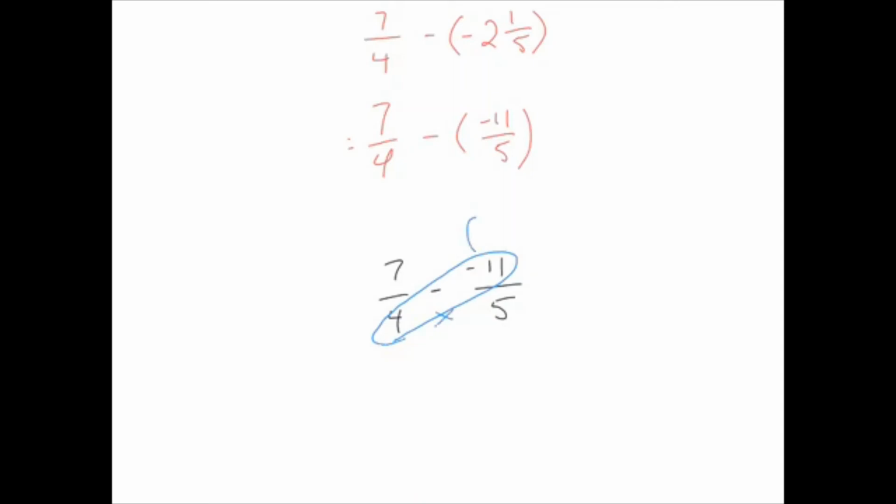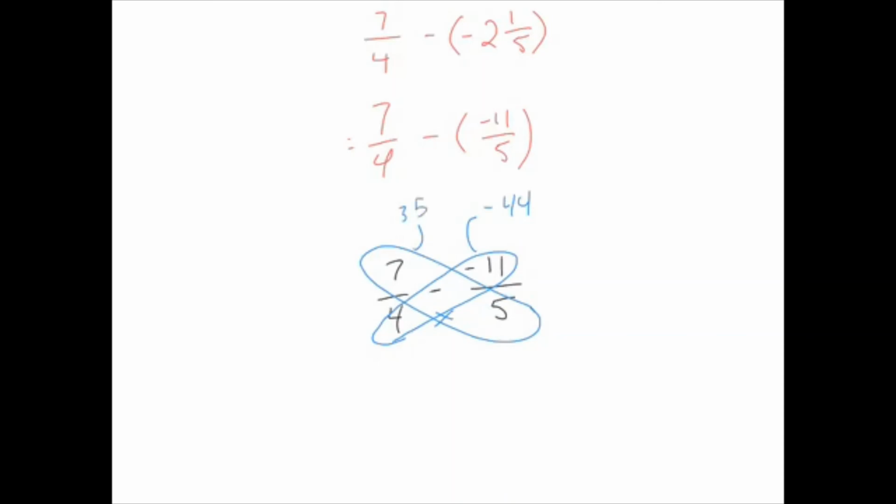So the first thing I want to do is I want to cross multiply these over here. And so 4 times negative 11 is negative 44. And then I'm going to cross multiply these two. So the cross multiplication sort of creates the wings of the butterfly. So we have 7 times 5, which is 35.